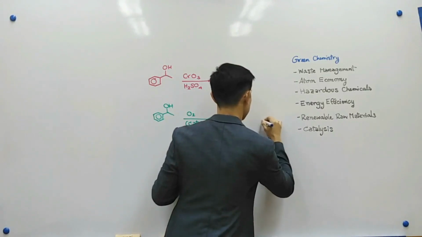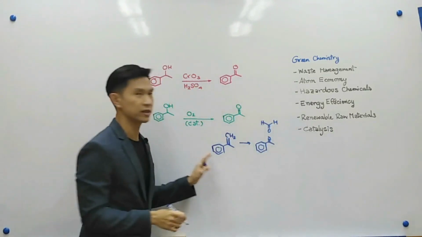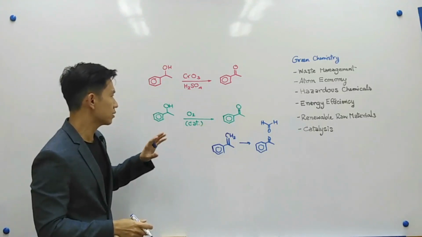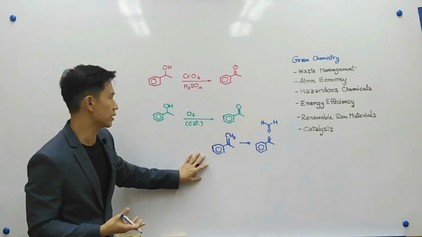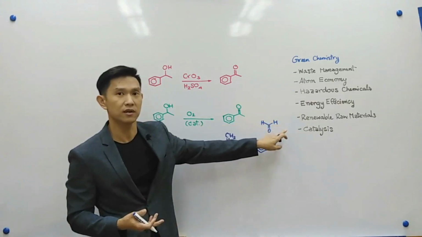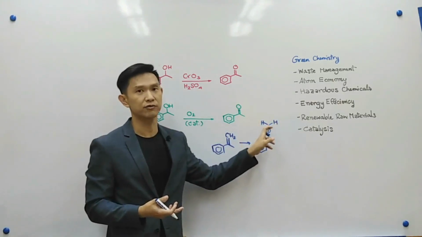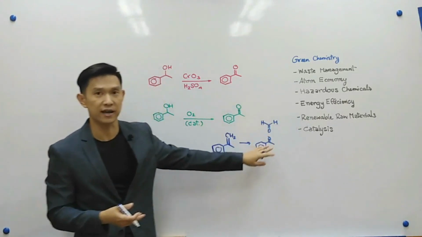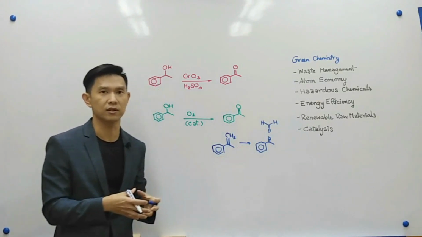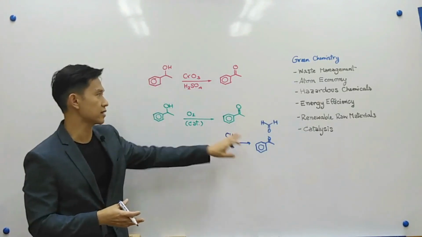Here is the actual product from this cleavage. So if we talk about the atom economy, you lost this carbon. You lost 2 hydrogen, right? The formaldehyde is released into the atmosphere because it's a gas. So you lost some part of the compound. So this is not atom economy, right?